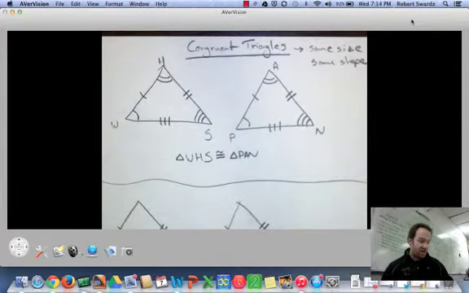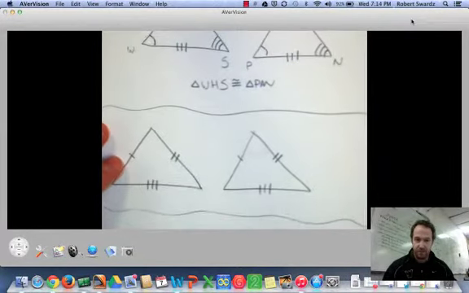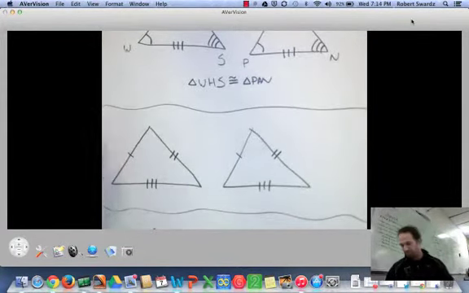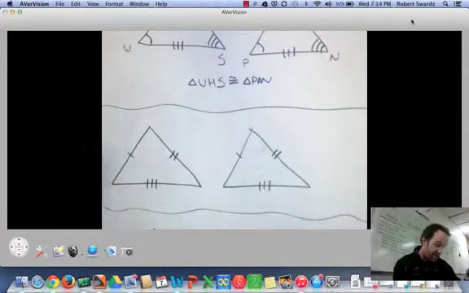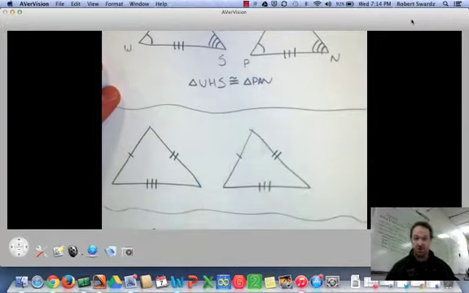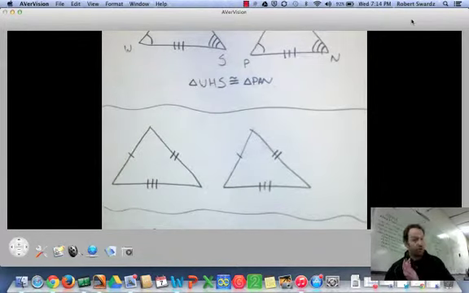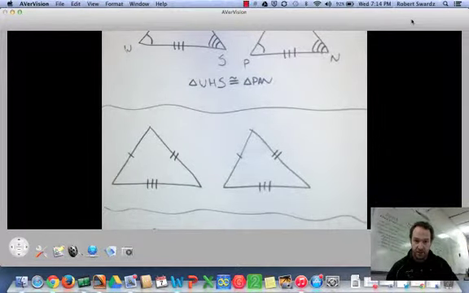Okay, so now let's talk about some shortcuts. How do we know when triangles are congruent? So let's say that we have 2 triangles, and all we know is that the 3 pairs of sides are the same. That's all we know. We don't know anything about the angles. The question is, is that enough for us to say that the triangles are congruent?